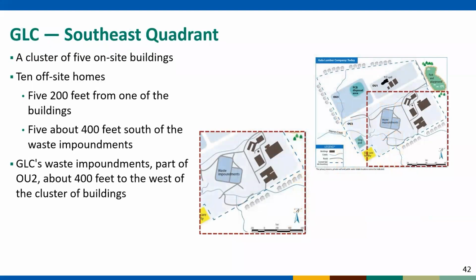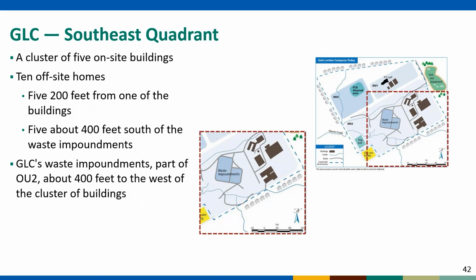So as we continue clockwise back at the GLC site, we'll now look at the map in the southeast quadrant. The southeast quadrant shows a cluster of 5 on-site buildings. There are also 5 homes beyond the fence, 200 feet from one of the buildings.